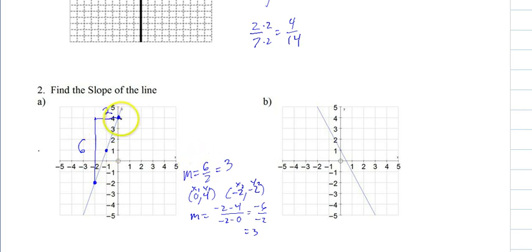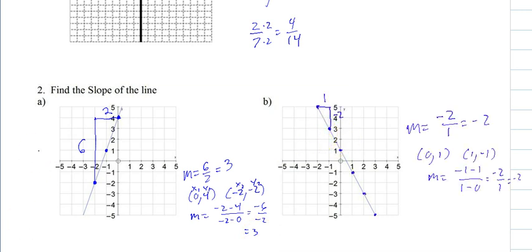Or you can just take those 2 points, the 0 comma 4 and the negative 2 comma negative 2, and just plug them in the slope formula. It'll also give you 3. Alright, try B. Hit pause now. So there you go. You get negative 2, however you look at it. But remember, this is a negative slope, so even if you didn't put negative here, you should have at least written the answer as a negative, because that's what the slope is. It's a negative 2.